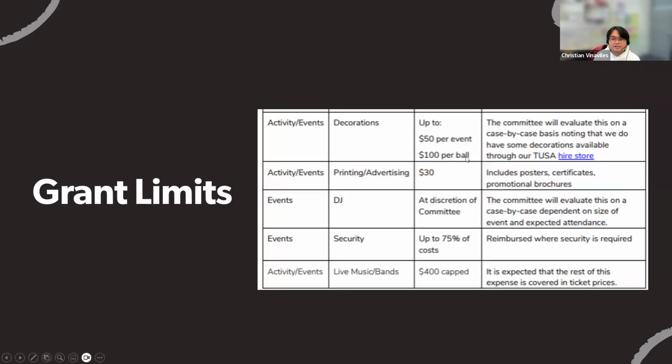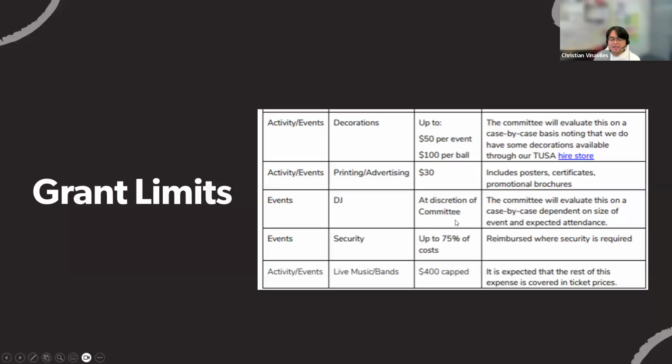And other things, decorations, so up to $50 per event and $100 per ball. So if you're running a ball for your society or club, then in terms of decorations, that's the cap that we provide. But it is, of course, evaluated on a case-by-case basis, depending on what's been mentioned to us. Printing and advertising as well is a cap of $30. So that's your posters, certificates and promotional brochures, anything that you put up there, that's a $30 cap.